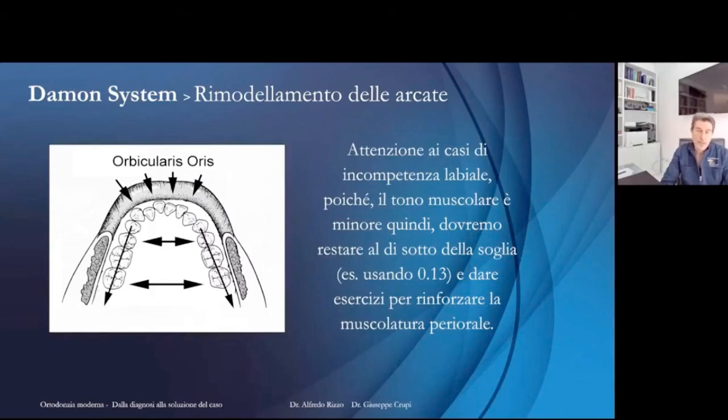This is why we need to pay attention to those patients who may have labial incompetence, where the muscle tone is low. Indeed, the lip muscle tone can be lower in them, so we will need to use an arch wire with an even lower force, for example 0.13, as well as give exercises to patients so that they increase their perioral muscle tone.